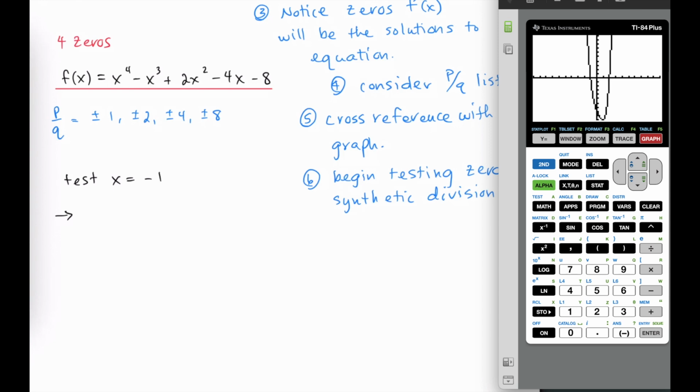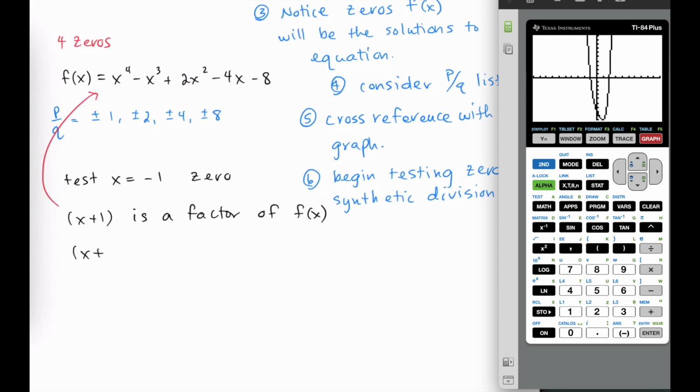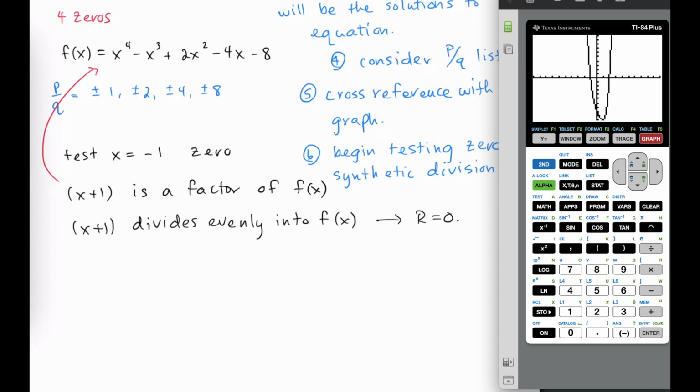So we'll start by confirming that x is equal to negative 1 is a 0. If x is equal to negative 1 is a 0, then x plus 1 must be a factor of our polynomial, which means that x plus 1 would divide evenly into the polynomial, which means that we would expect to get a remainder of 0. So let's begin with the synthetic division. We have our backwards L. Into this box goes the 0 of the divisor. The divisor is going to be x plus 1, and the 0 of the divisor is negative 1. Remember, the 0 of the divisor is also the 0 that we're testing.